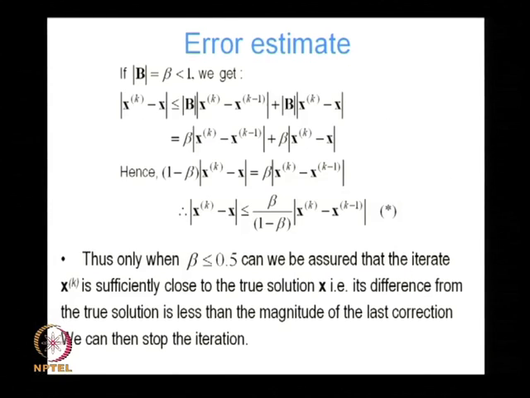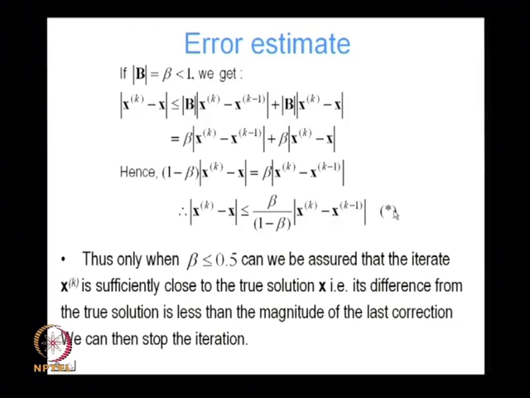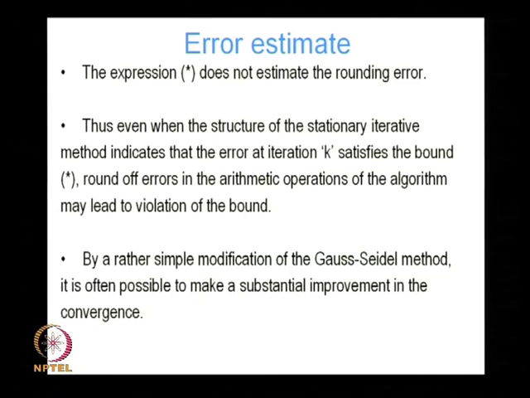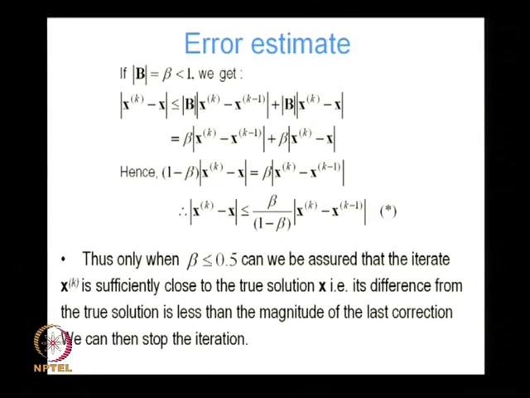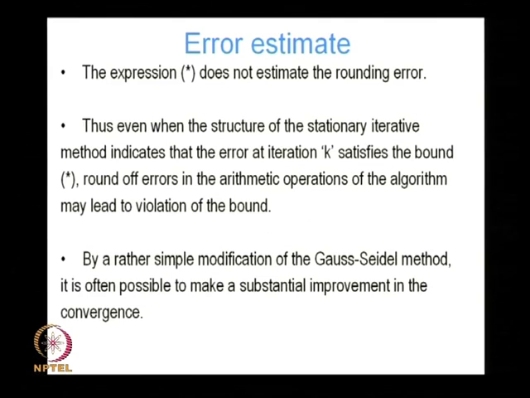The expression star, however, does not take into account round off error. So, we are assuming that everything is being done in infinite precision when we write that equation. Thus, even when the structure of the stationary iterative method indicates that the error at iteration k satisfies this bound, round off errors in the arithmetic operations of the algorithm may lead to violation of the bound.